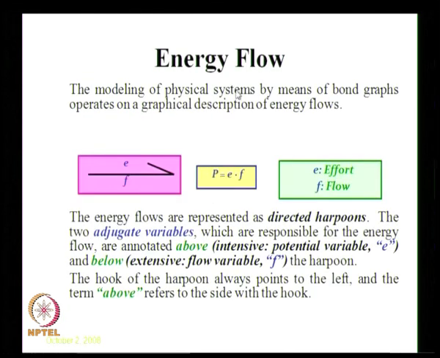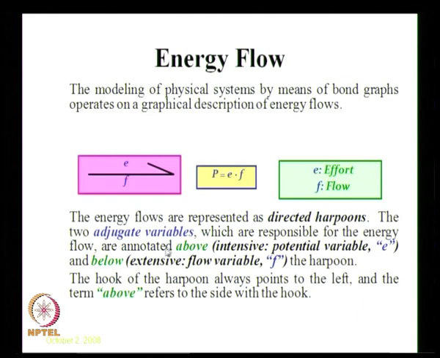To explain the energy flow, the energy flow is represented, as I explained, by a bond. They are known as directed harpoons. So the energy flows are represented as directed harpoons. The two conjugate variables, that is the effort and flow, are annotated above and below.